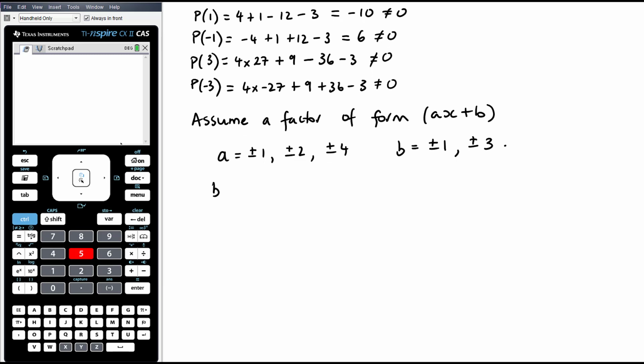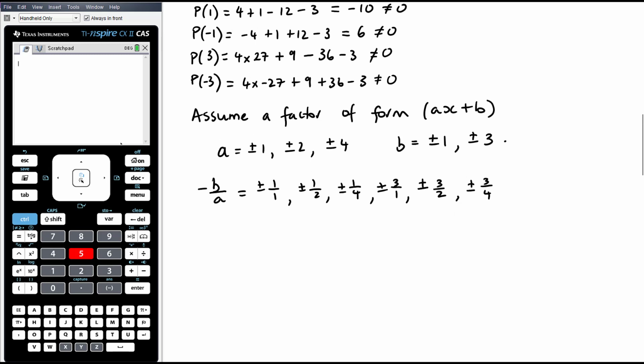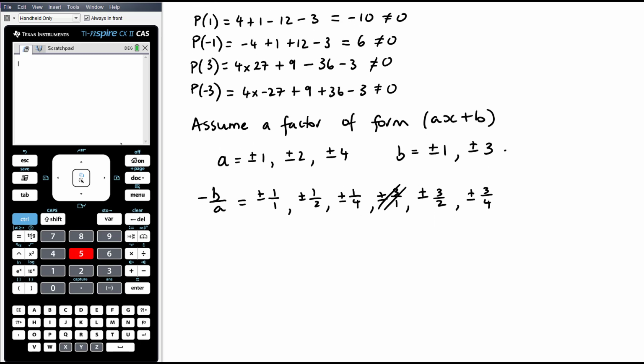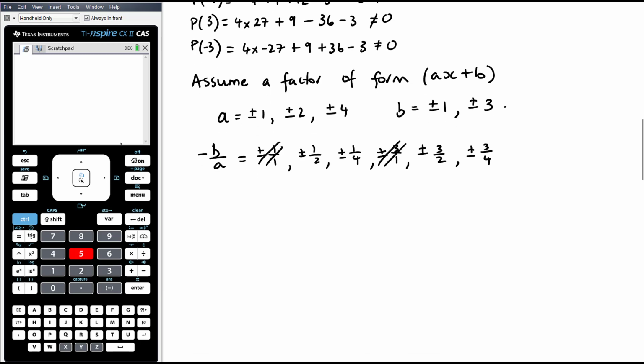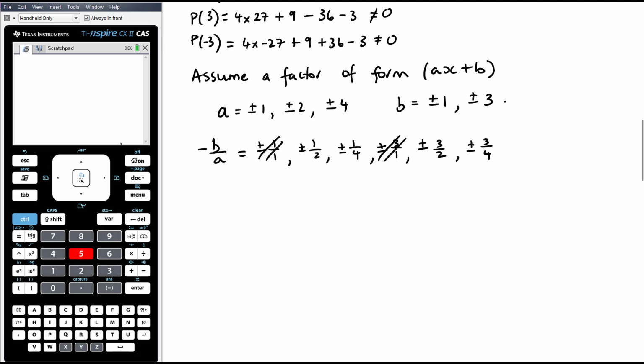So in terms of thinking about b over a, or negative b over a, it could be plus or minus 1 over 1, plus or minus 1 over 2, plus or minus 1 over 4, or we could have plus or minus 3 over 1, plus or minus 3 over 2, plus or minus 3 over 4. Now again, some of these we've checked because we've done the plus minus 3 and the plus minus 1, so we can omit those. But it does mean we still have 8 possibilities that we're going to need to check. So we really are just hoping that one of the first ones that we try works.